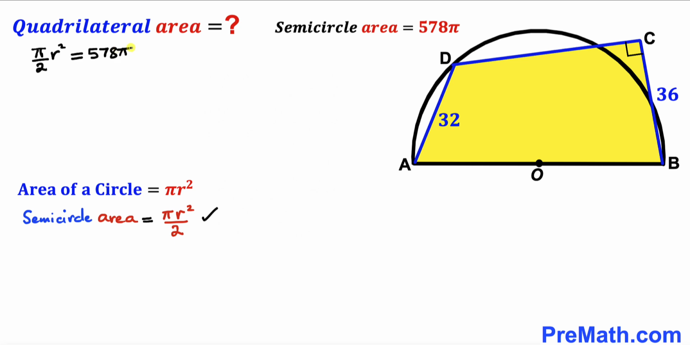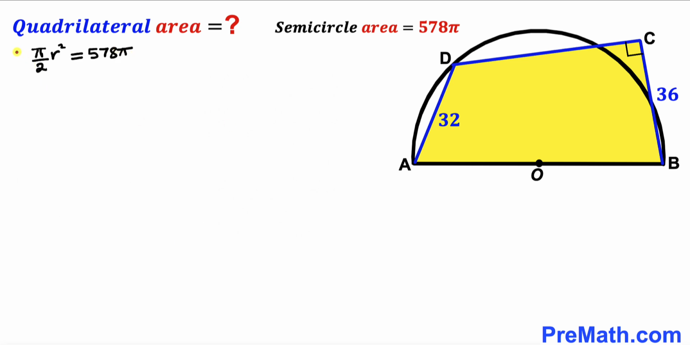578 times pi. And now I am going to multiply both sides by 2 divided by pi on the left hand side and 2 divided by pi on the right hand side as well. And here we can see this pi and pi cancel out, 2 and 2 cancel out as well. So therefore our radius r squared turns out to be 1156, since this pi cancels out as well. And now I'm going to undo this square by taking a square root on both sides. So therefore our radius r turns out to be equal to 34 units.